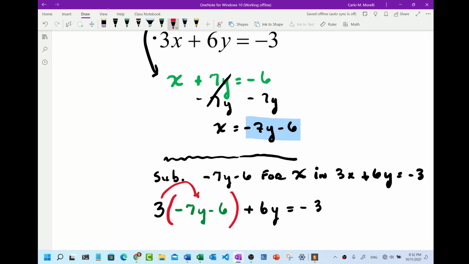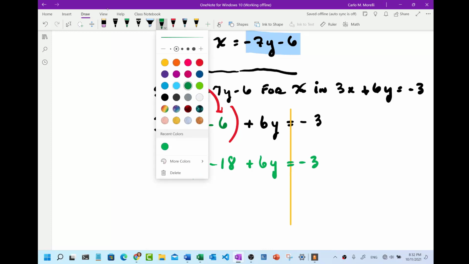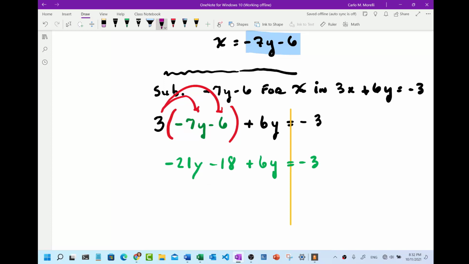Okay, some distribution time. We're going to distribute the 3, and we're going to write down negative 21y minus 18 plus 6y equals negative 3. Okay. And what do we do now? Well, we can add 18 to both sides.